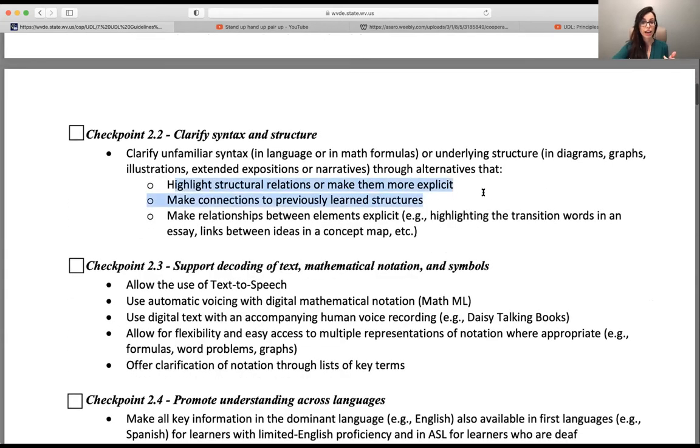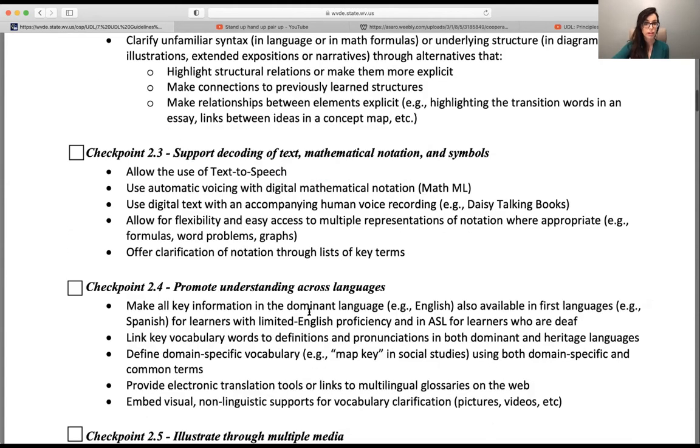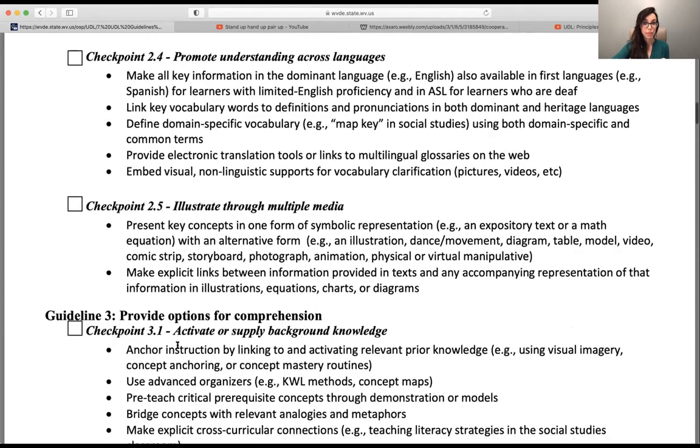Clarify syntax and structure. Are you able to highlight some of the areas, make connections to things that they've previously learned? You can highlight transition words in essays, links between ideas in a concept map. So support decoding of text, mathematical notation and symbols, tons and tons of options here. I mean, this is endless. I'm not going to go through each and every one of them, but I really, really recommend that you go through this and print it, save it for yourself, put it in a virtual file, whatever you need to do.